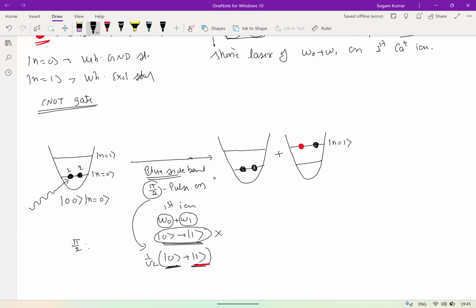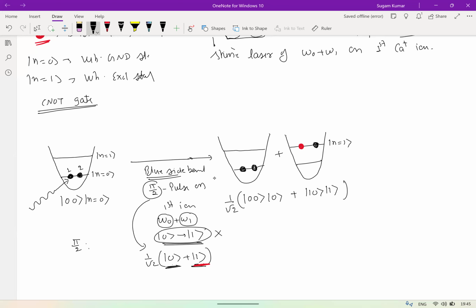What does this situation say? Here, look at what this is: the 0, 0. And the ion in the n equal to 0 state. Or maybe I can just simply write it as a 0. And plus, what is here? Here you have a 1, 0 and 1. Okay. So this is the quantum state you got.